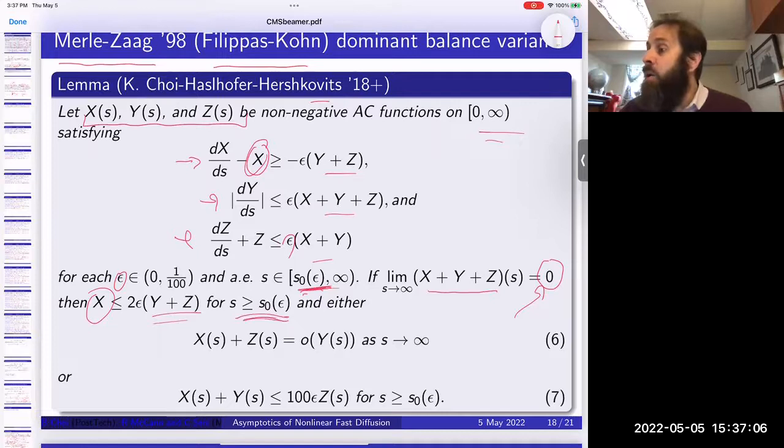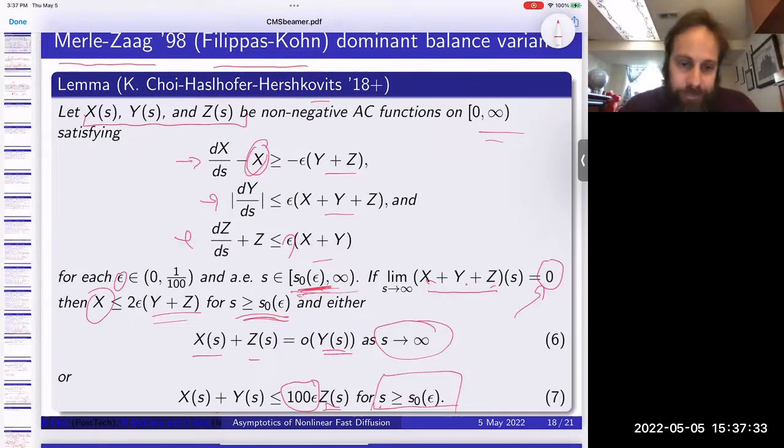And secondly, at least for the times in which the estimates hold, you can't have all 3 of these things going to 0 at the same rate. 2 of them are going to 0 faster than the other one. So either y is going to 0 the slowest and x plus z are going to 0 faster as s goes to infinity, or z is going to 0 the slowest and x plus y are suppressed by a factor epsilon relative to z. And you don't need the large time limit for that. You get that for all s such that the estimates hold.